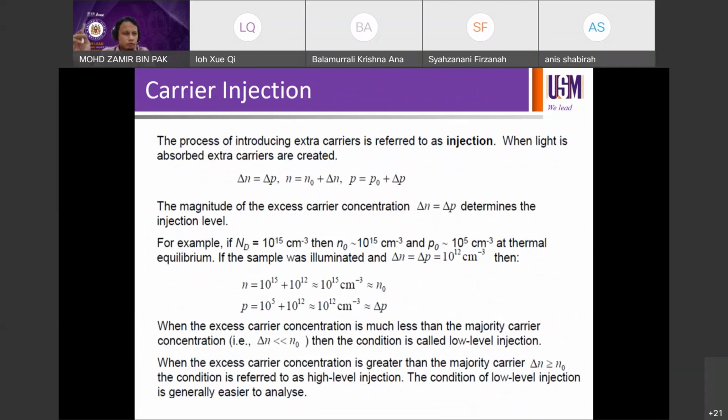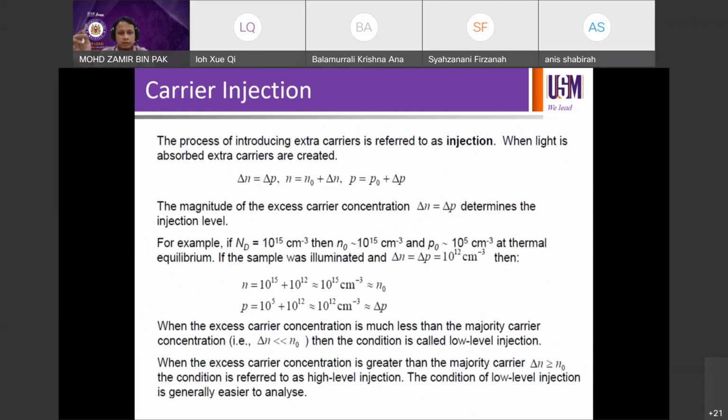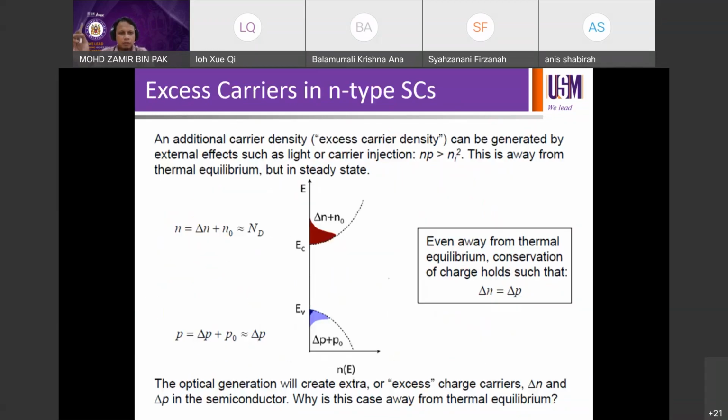So let me just go through this concept for the next two slides, then I'll stop here. If you're talking about generating excess carriers in n-type semiconductors, let's see this slide, for example. An additional carrier density that's called excess carrier can be generated by external effects such as light or carrier injection.